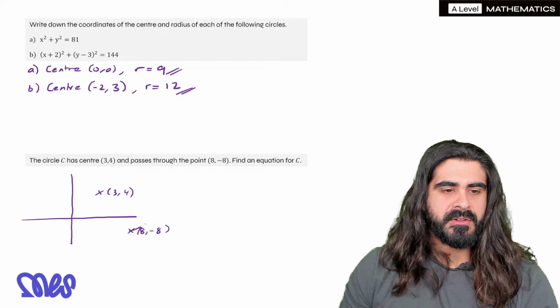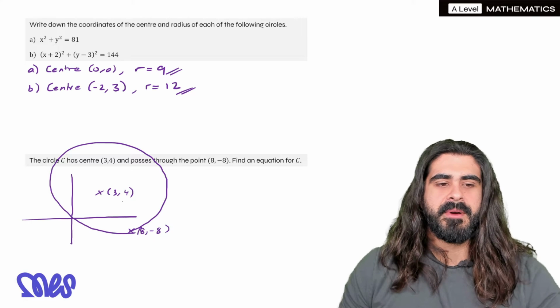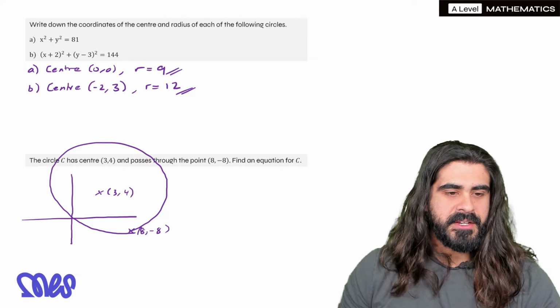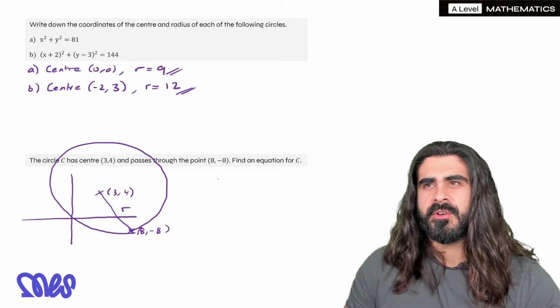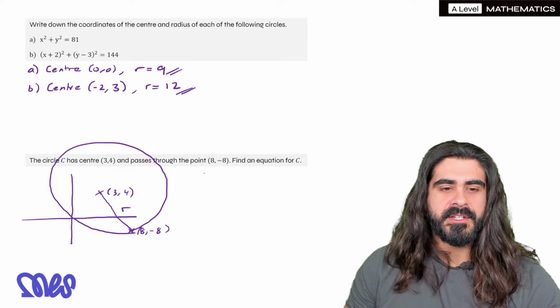Now don't diss my circle, but it's going to look something like this. It's not that bad, right? So what we need is the radius. The radius is going to be the distance between these 2 points. And in the last episode, I showed you how to work out the distance between 2 points.